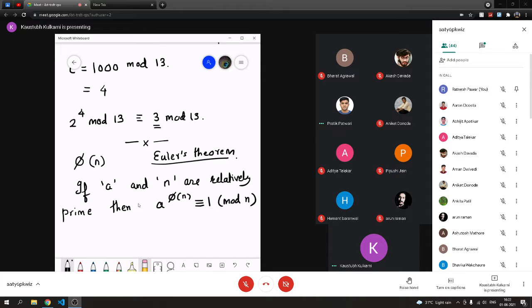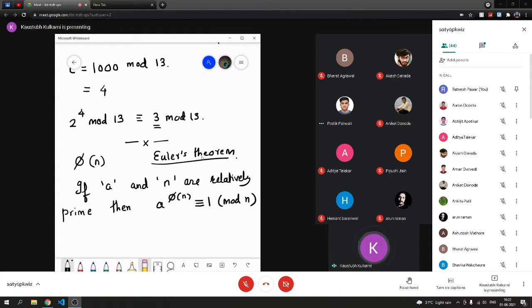Yes, sir. Sir, here n minus 1 means n is not prime, right? N may or may not be prime in Euler's theorem. But in Fermat's theorem, it's always prime. So can you go to Fermat's theorem from this theorem? Does Fermat's theorem follow from Euler's theorem? That is what I'm asking.